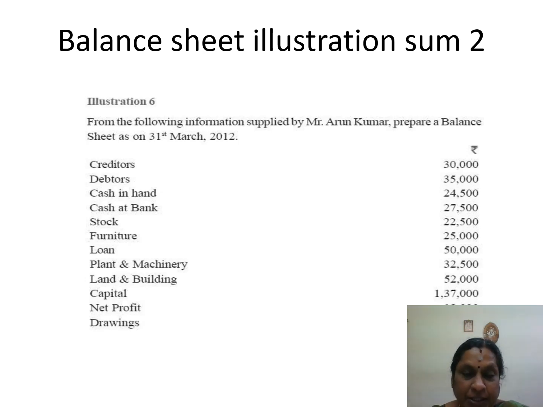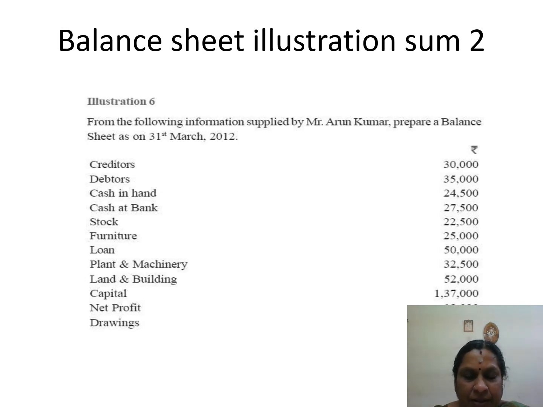The list of items that are given are creditors, debtors, cash in hand, cash at bank, stock, furniture, loan, plant and machinery, land and building, capital, net profit and drawings. So the first item is creditors. It's a current liability, and debtors is the current asset. Cash in hand, cash at bank, closing stock, all are current assets which will appear on the asset side. Furniture is a fixed asset that will appear on the asset side. Loan is a liability for the company that will appear on the liability side. Plant and machinery is a fixed asset. Land and building is also a fixed asset. These two will appear on the asset side of the balance sheet.